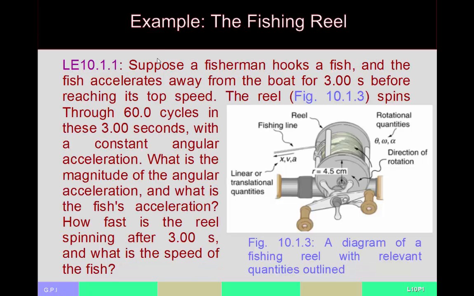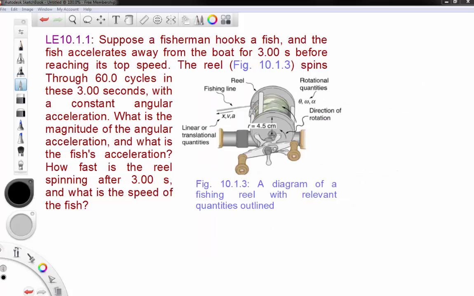So let's do a quick example of that. Suppose that you have a fisherman and he hooks a fish, and the fish accelerates for some time, thereby pulling the line, thereby accelerating the reel. And if we know what the rate of acceleration is, or if we know how many cycles this thing spins through, we can figure out what the rate of acceleration is, and vice versa. So let's go ahead and work this example a little more explicitly.